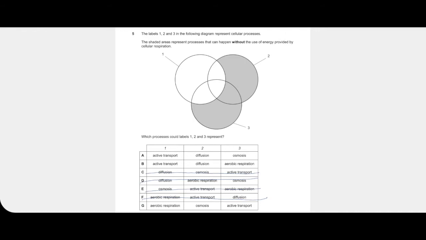Now moving on to section number 3, that's also a passive process, doesn't require ATP or energy. So you could eliminate B and G because aerobic respiration does require ATP and it's active, whereas osmosis is passive, and therefore the answer is A. That's question number 5 completed.